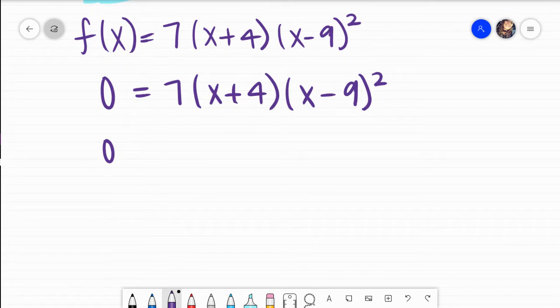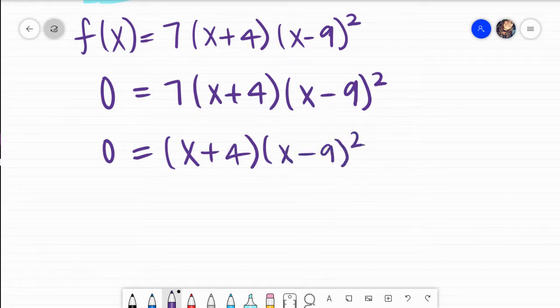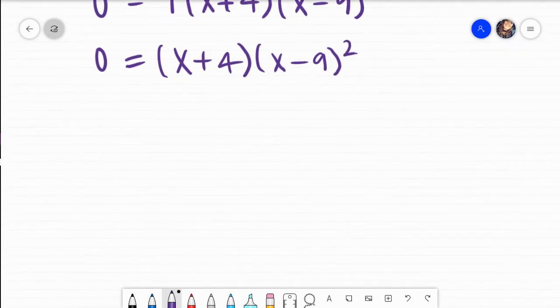You would divide both sides by 7. I was going to do it another way, but this is going to be better. Now we would just have x plus 4, and we would have x minus 9 all squared. And so what you do is you take both of these factors and you set them equal to 0. And so what we would get is x equals negative 4.